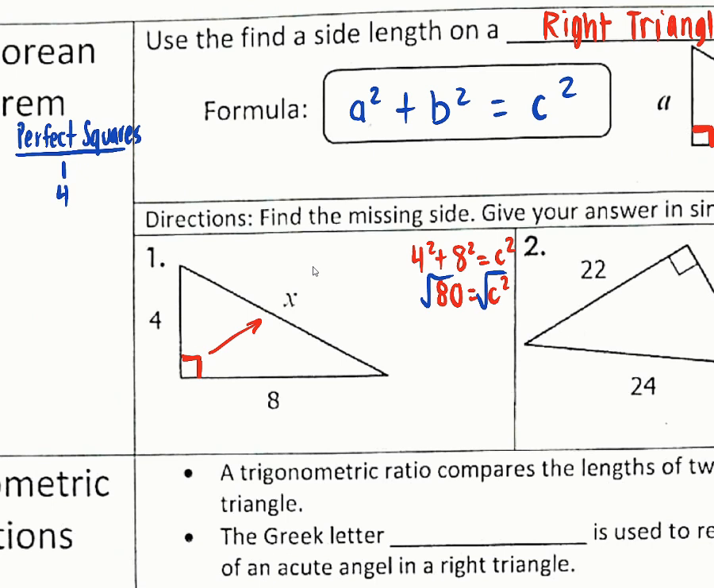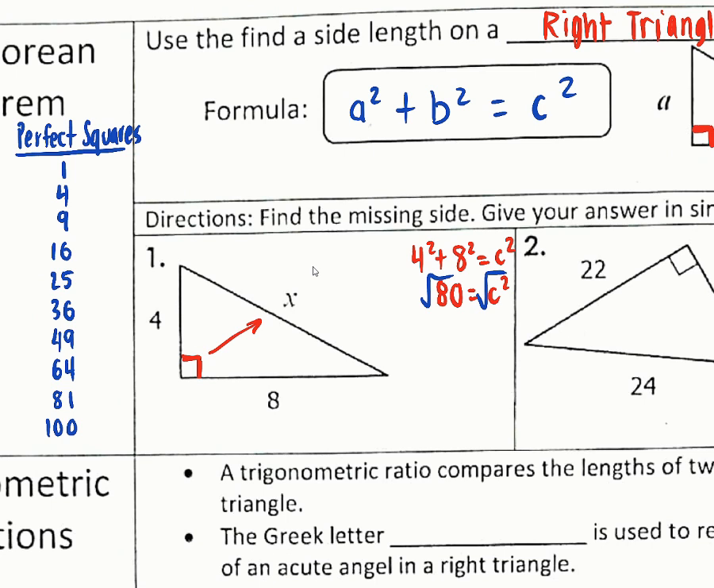3 times 3? 9. 4 times 4? 16. 5 times 5? 25. 6 times 6? 36. 7 times 7? 49. 8 times 8? 64. 9 times 9? And then 10 times 10? 100. We'll stop right there. Okay? I don't think you'll need anything bigger than this. And if you do, we'll get to that when we have to.